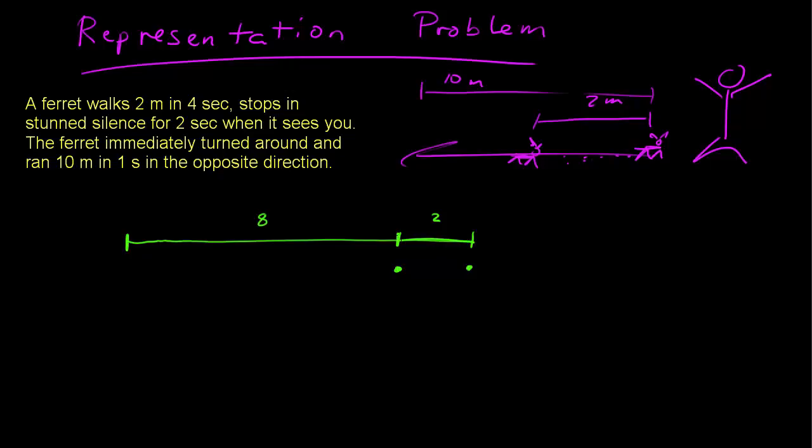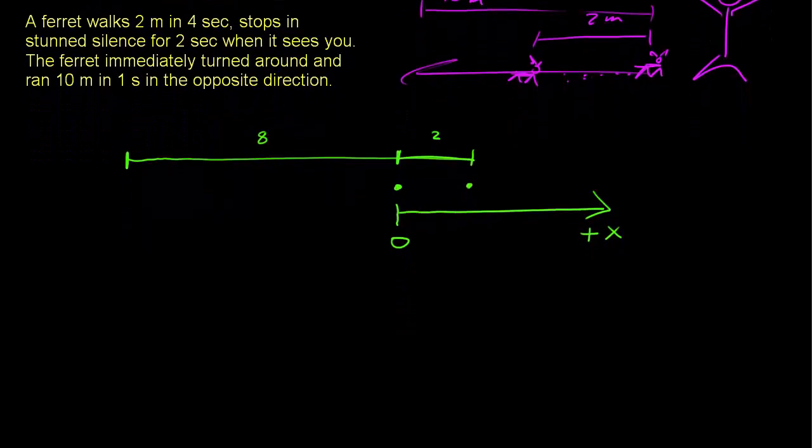So I need a coordinate system with my schematic. And a coordinate system has an origin, a positive direction, and a variable associated with an arbitrary position. I'm going to put the origin of my coordinate system at the place where the ferret started. I'm going to have the positive x direction go to the right. Now I have a schematic representation of my motion.